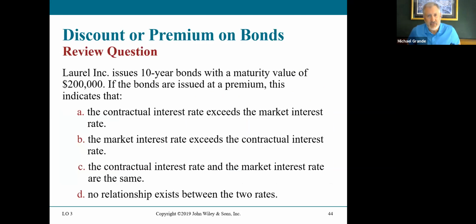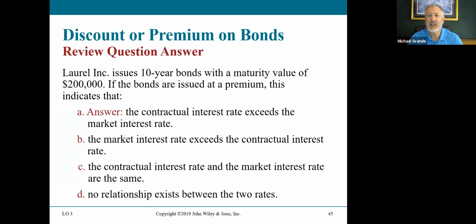Laurel Inc. issues 10-year bonds with a maturity value of $200,000. If the bonds are issued at a premium, this indicates that what? The contractual interest rate exceeds the market interest rate.